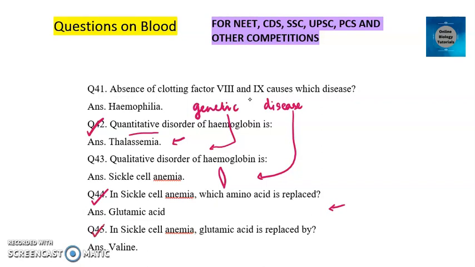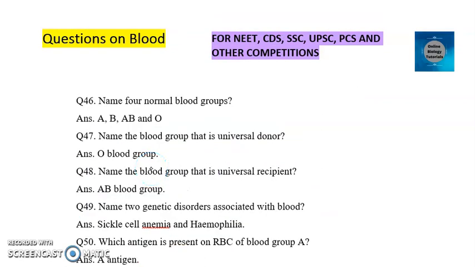The next question is asking about the same: glutamic acid is replaced by which amino acid? The answer is valine. Remember, a healthy person has glutamic acid, and a sickle cell anemic patient will have valine in place of glutamic acid, and this change in one amino acid will change the RBC shape from biconcave to spindle shape.